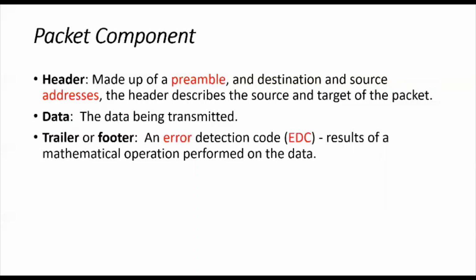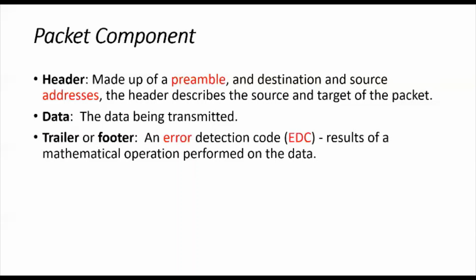This error detection code is calculated by the sending node, or the sender. The sender will do some mathematical calculation or operation on the data that is to be transmitted. This mathematical operation is done on this data, and then the result of the calculation will be embedded in the footer as an error detection code, or error checking value.